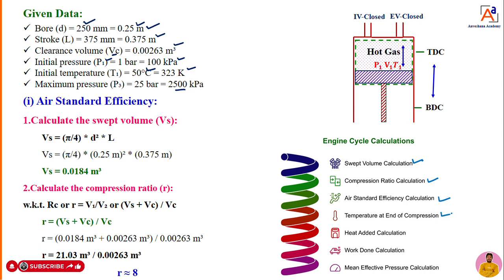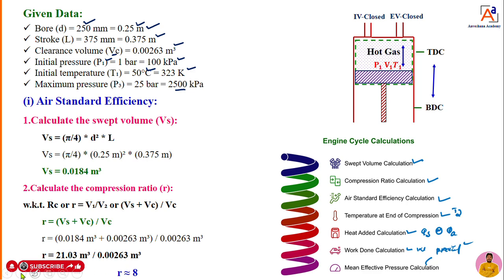Then what is the temperature at the end of the compression? At the end of the compression, that is T2, as I told. Then heat addition you need to calculate. What is the QS, or you can take QA also, heat addition. Next, what is the work done? Then after that you can calculate the mean effective pressure, MEP. These are the steps we need to follow now.